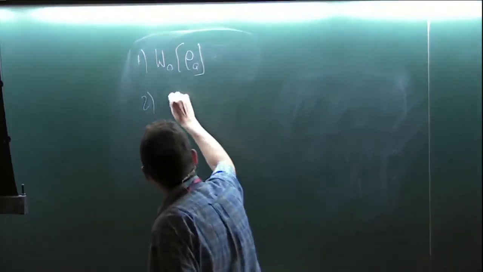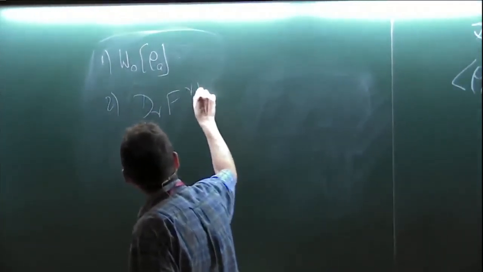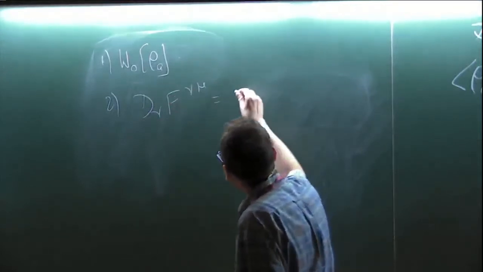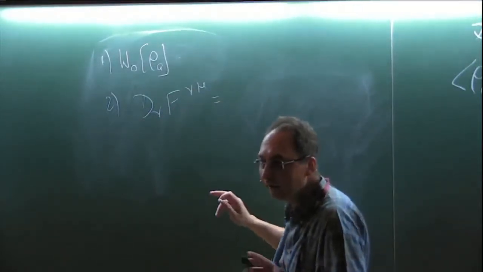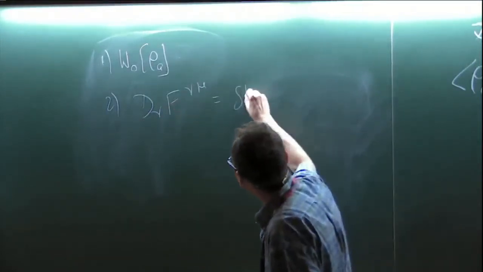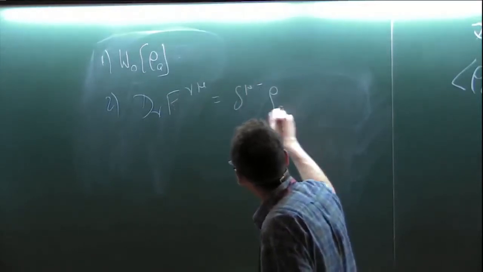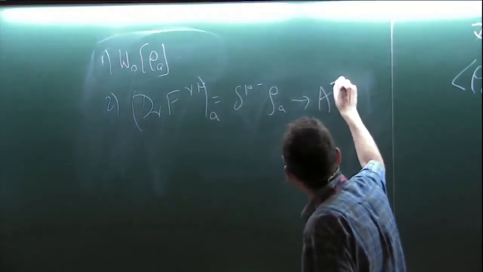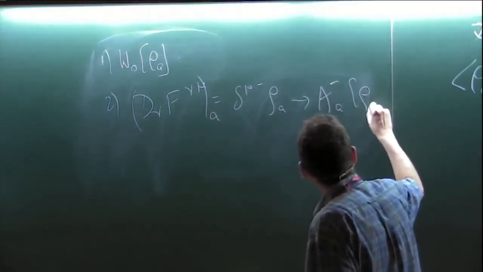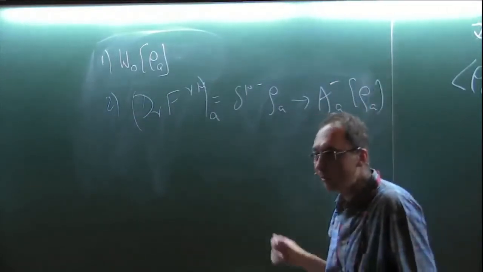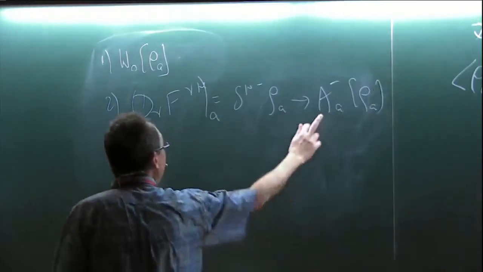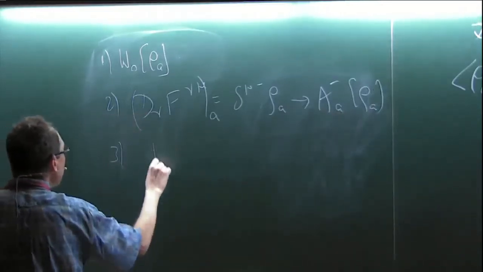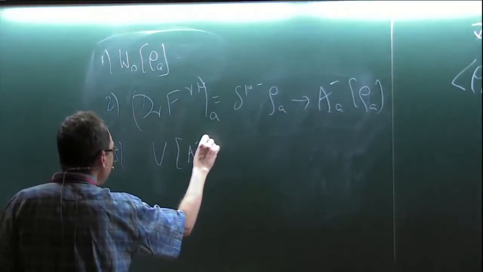Two, I solve the classical Yang-Mills equation. D_mu F^{mu nu} is the current. The source is a left mover, so this is a delta^{mu minus} times rho^a. This is going to give me A minus as a function of rho. Just solving the equation. I'll show that in a moment. Then, three, once I know A minus, I compute the Wilson line as a function of A minus.